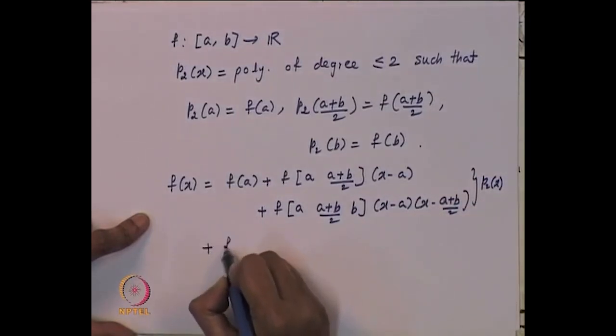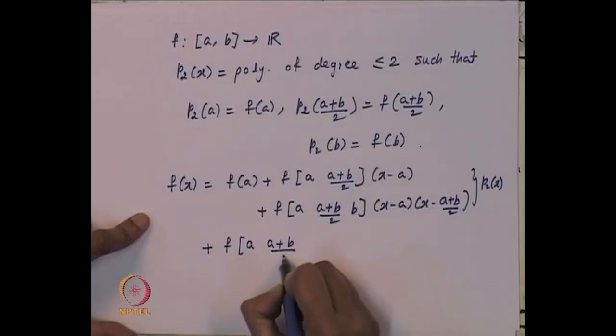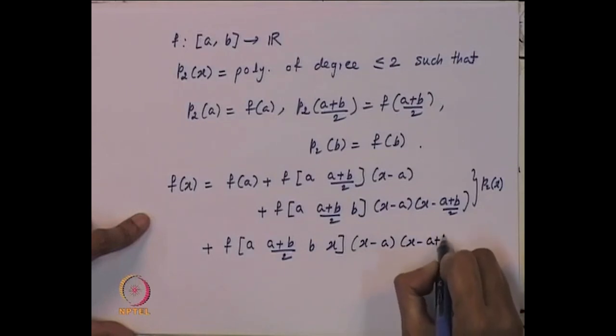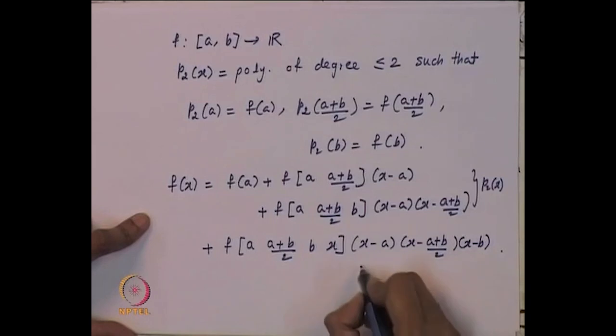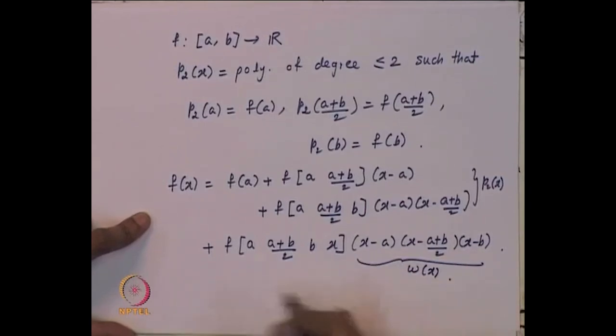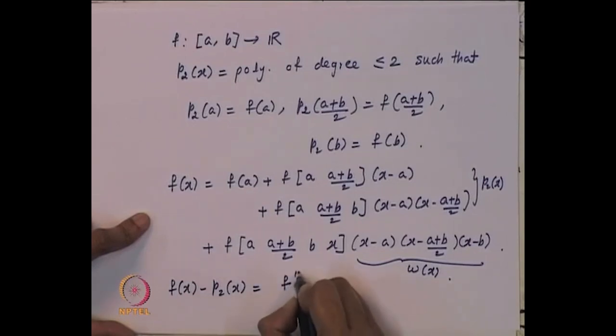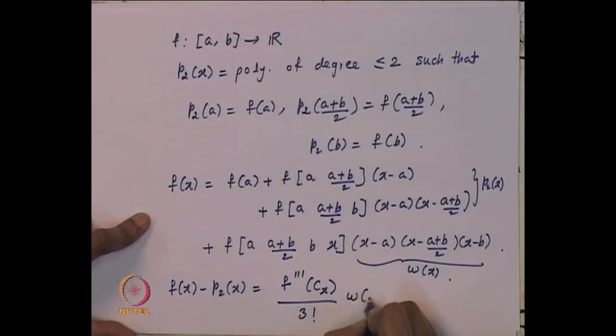and the error term is going to be f[a, (a+b)/2, b, x] into (x - a)(x - (a+b)/2)(x - b). So, let me call this w(x). So, we have f(x) minus p_2(x) is equal to f triple dash at some point c divided by 3 factorial, and then w(x). So, when we look at the error norm, the infinity norm of f minus p_2, this will be less than or equal to the norm of f triple dash divided by 3 factorial, into the infinity norm of w.